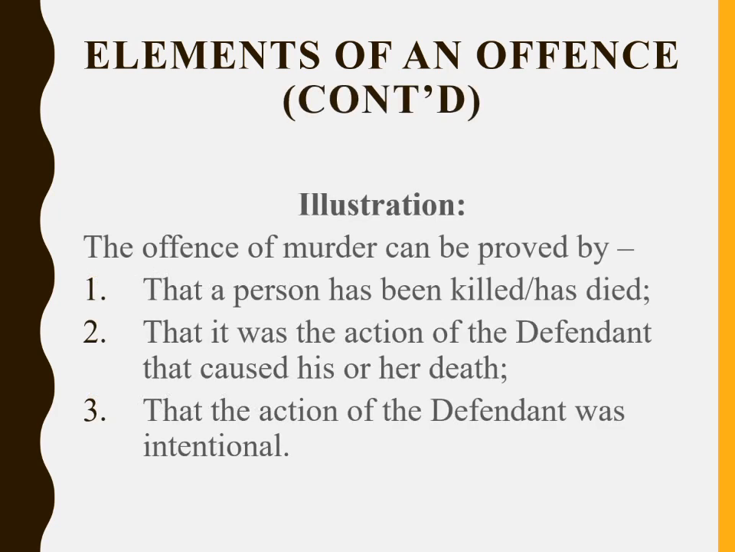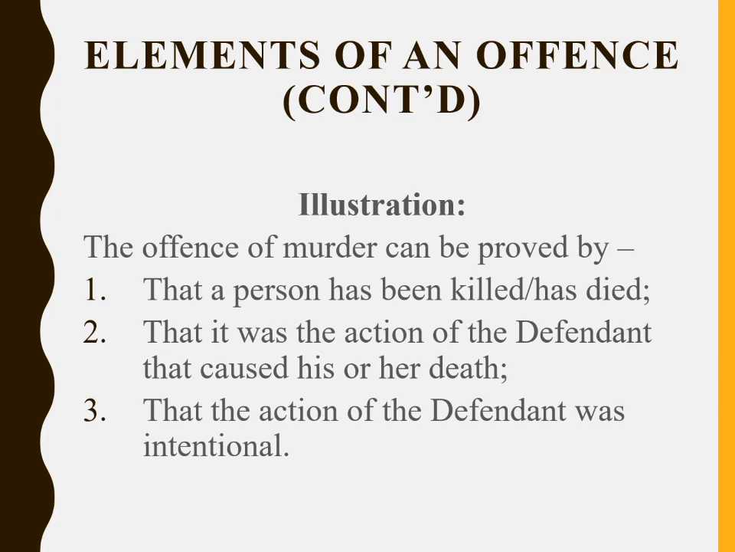I make an illustration here. The offense of murder can be proved by this. Once all these facts are established, then murder can be said to be proved. Number one, that a person has been killed or has died. So that is part of actus reus. That it was the action of the defendant that caused his or her death. That is still part of the actus reus. That the action of the defendant was intentional. So this is the mens rea. This is the mental element that has to be proved in a criminal case of murder.